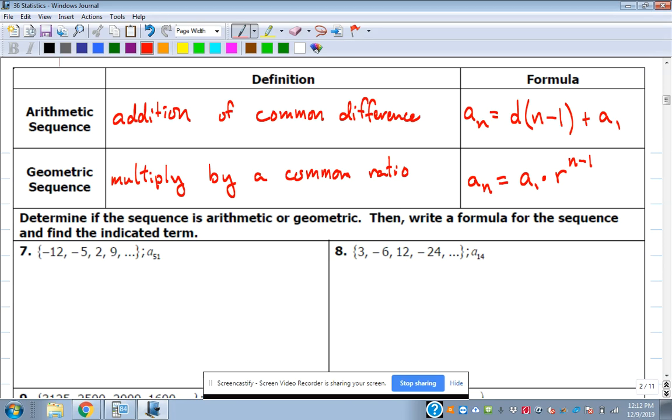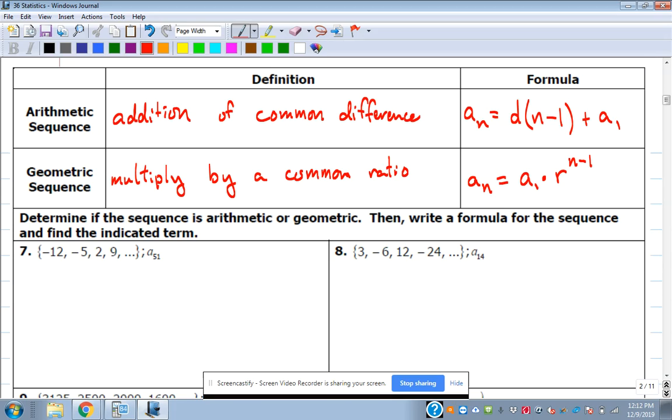So the first one's asking for a sub 51. It's the 51st term. It doesn't make a whole lot of sense to write out 51 terms to find that value. Yeah, it could be done if you don't know how to do it any other way. You could do it that way, but it would take you a lot longer than the way that I'm going to show you. Okay, so let's look at this problem and try to see if it's arithmetic or geometric.